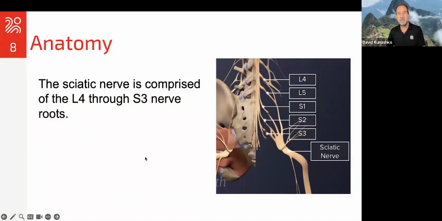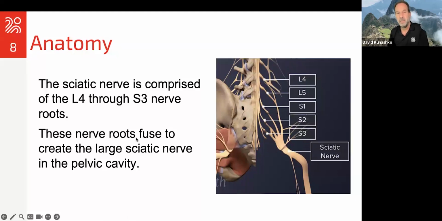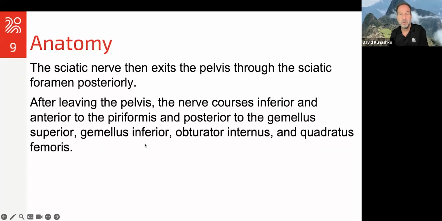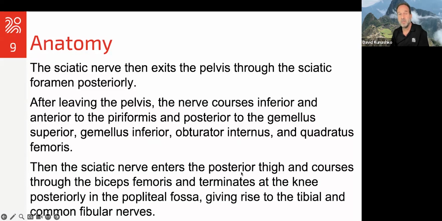Anatomy-wise, again, I'm not going to spend a lot of time. We all know the sciatic nerve is from L4 to S3, and we all know they fuse together to form the sciatic nerve in the pelvic cavity. We know the pathway. We've all learned about that from our education. It leaves the pelvis once it goes through the sciatic foramen, and then it courses inferior and anterior to the piriformis. Of course, we know the piriformis can be a problem in this as well. And then behind, or posterior to, the gemelli, obturator internus and quadratus femoris.